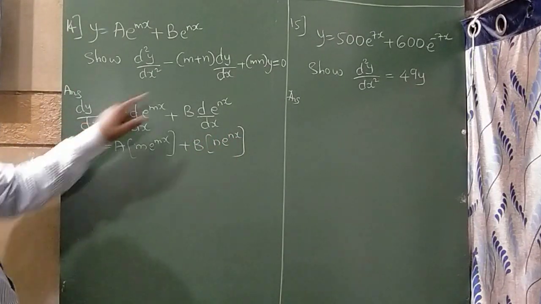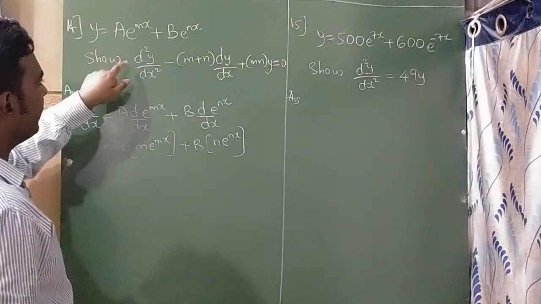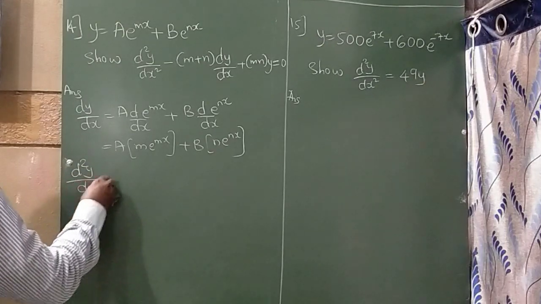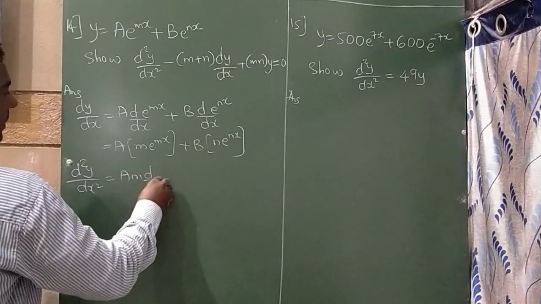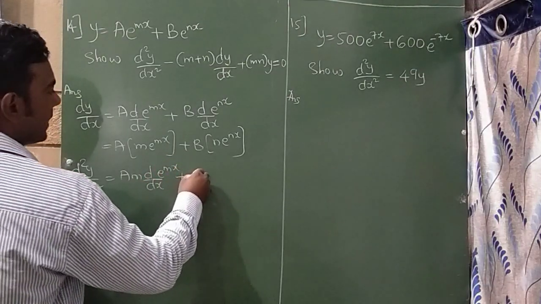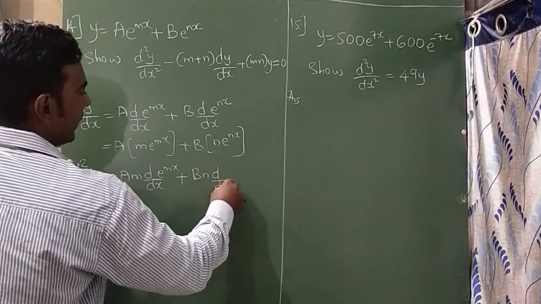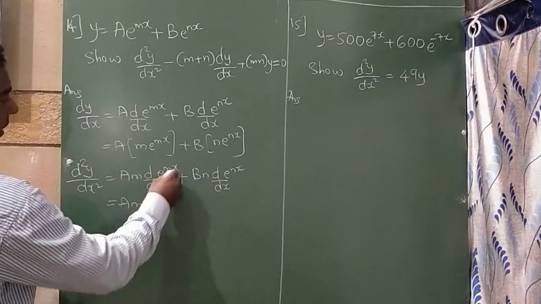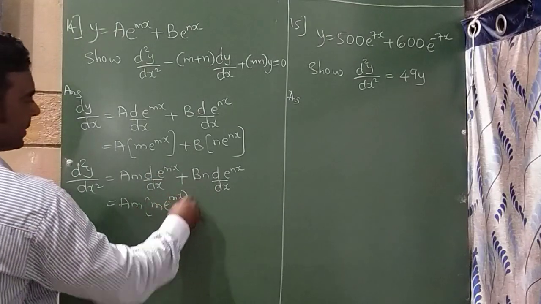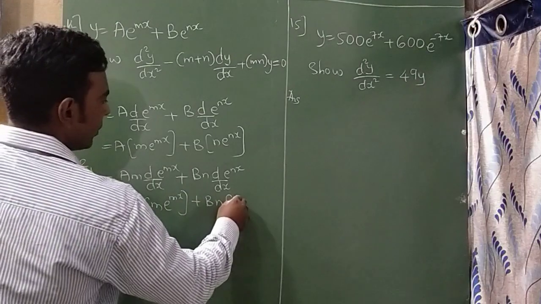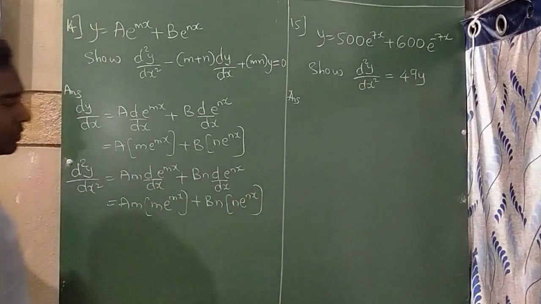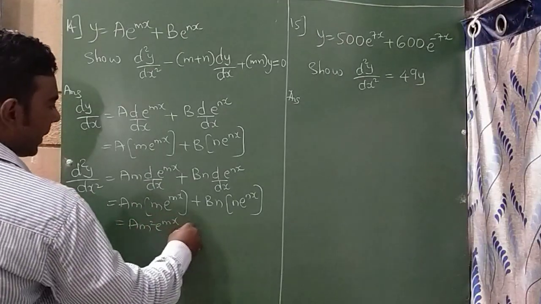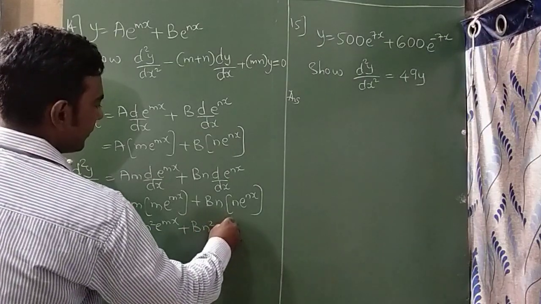So I have got dy by dx now, means this one. I need to differentiate one more time, so that is d square y upon dx square. So d by dx of a e raised to mx plus b n d by dx of e raised to nx. Now d by dx of mx is m e raised to mx plus b n into e raised to nx. Now multiply this: m into m is m square plus b n into n is n square.